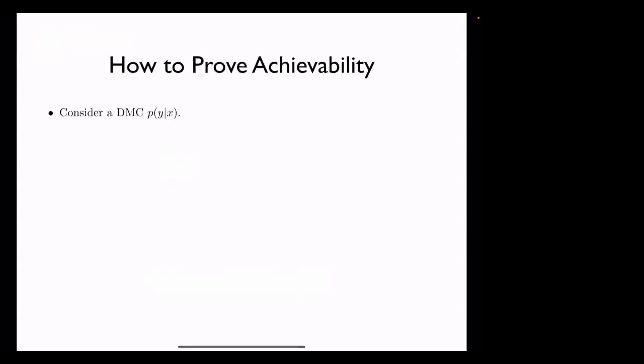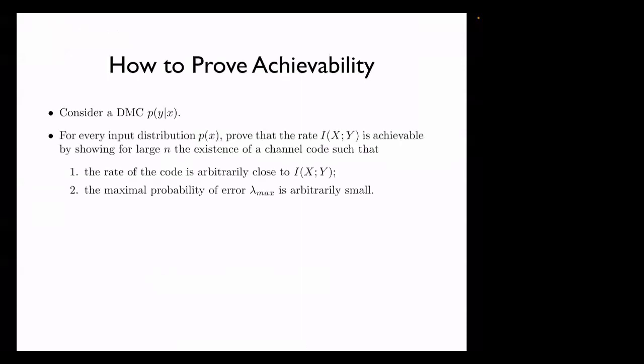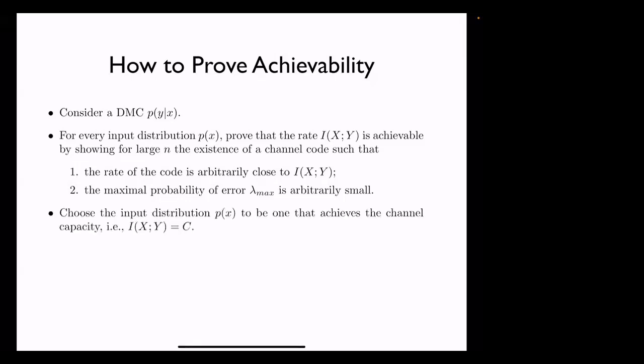So we consider this DMC specified by the transition probability p(y|x). The plan is that for every input distribution p(x), we want to prove that the rate I(X;Y), the mutual information between the input X and output Y, is achievable by showing that for large n, there exists a channel code such that the rate of the code is arbitrarily close to the mutual information, and the maximal probability of error, lambda max, is arbitrarily small. And then we choose the input distribution p(x) to be the one that achieves the channel capacity, that is, I(X;Y) is equal to C.